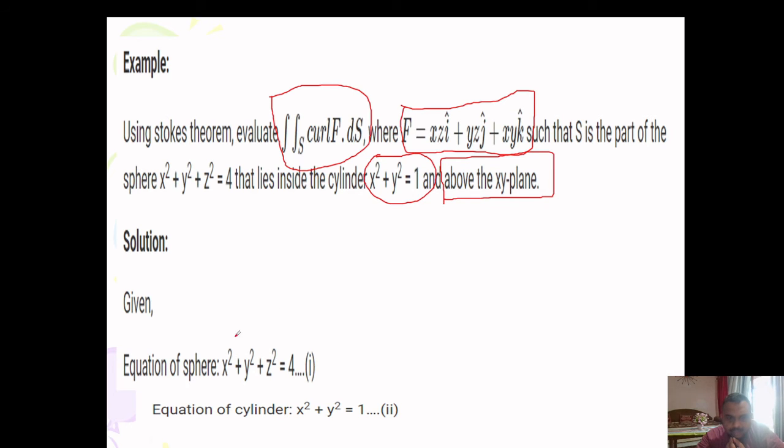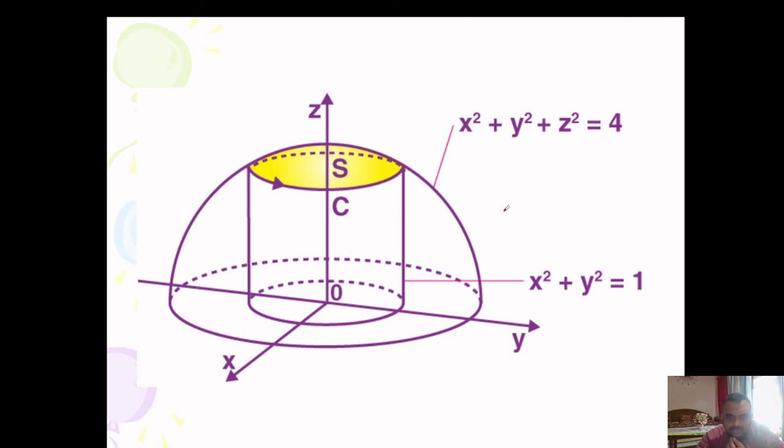Now, what is the cylinder? The cylinder is given by x square plus y square is 1. The sphere is given by x square plus y square plus z square is 4. Now, if I try to draw the picture of this, this is what the sphere looks like. This is the sphere and this is the cylinder. So the cylinder has a radius of 1 and the sphere has a radius of 2. So this is 2 and this is 1.